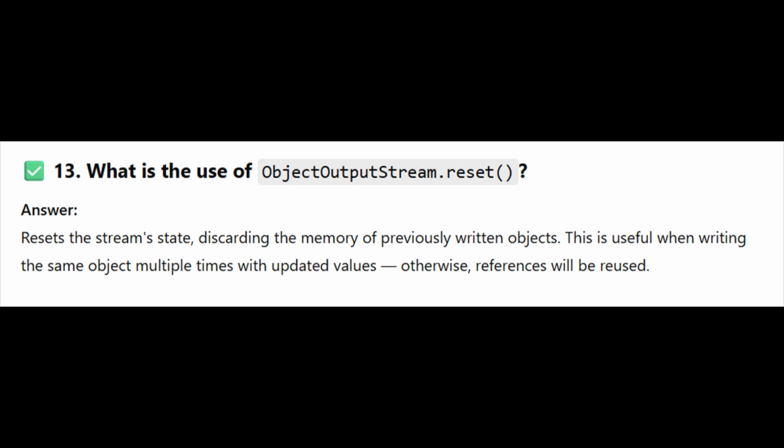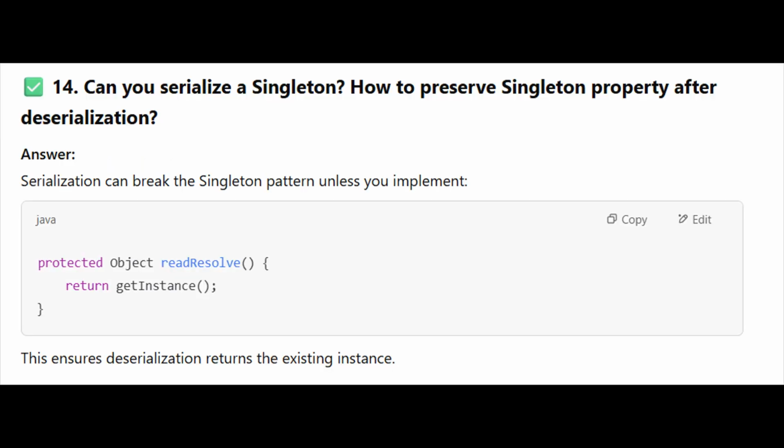13. What is the use of ObjectOutputStream.reset? Answer. Resets the stream's state, discarding the memory of previously written objects. This is useful when writing the same object multiple times with updated values, otherwise, references will be reused. 14. Can you serialize a singleton? How to preserve singleton property after deserialization? Answer. Serialization can break the singleton pattern unless you implement protected Object readResolve, return getInstance. This ensures deserialization returns the existing instance.